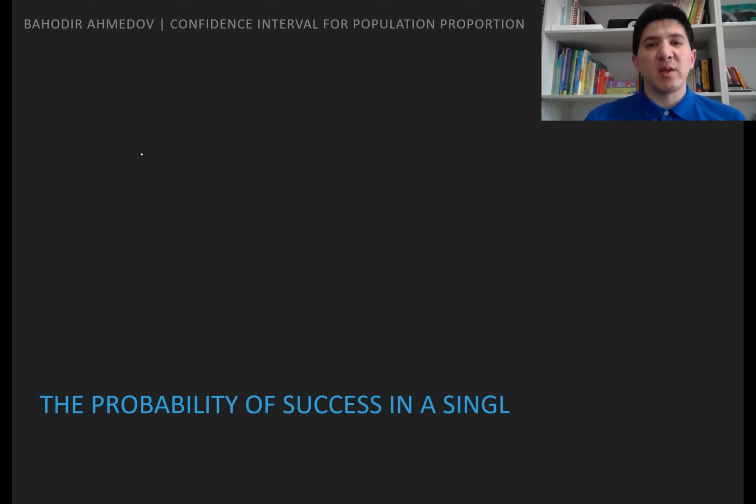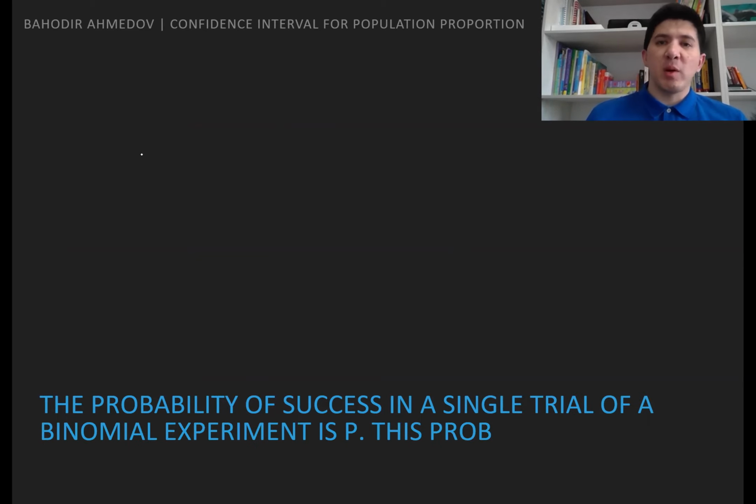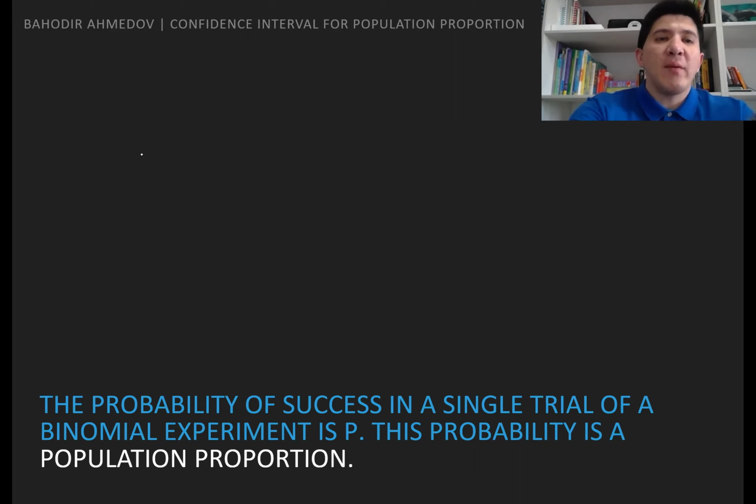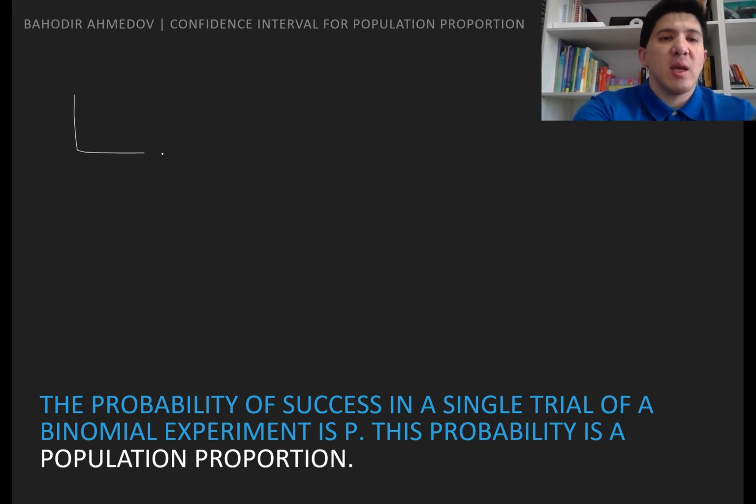And in this sense, I would like to remind you what the binomial experiment was. A binomial experiment is a probability experiment where we always have two outputs, and the probability of success is denoted as P. So this P actually is the population proportion. In order to explain to you the close connection between the population proportion and the binomial distribution, I would like to give you a small example, a toy example.